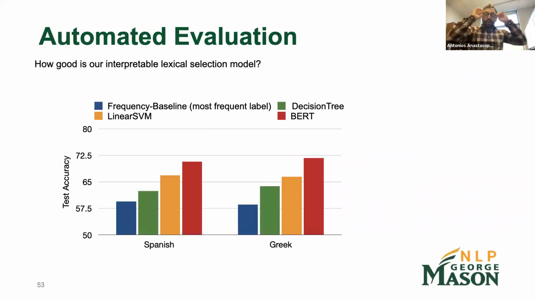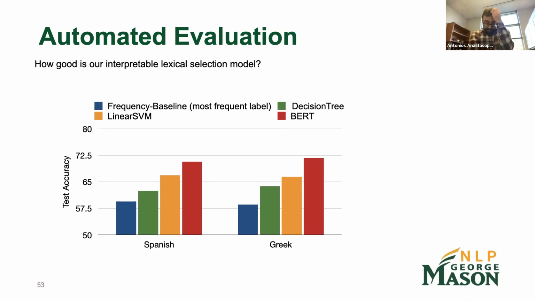Cool. So now we check how well our model is in actually choosing the correct translation at the word level. And we compare against a bunch of things. One is the frequency baseline, that blue line, that is basically selecting the most frequent output always. And you can see how that works. So that's basically our bottom line.